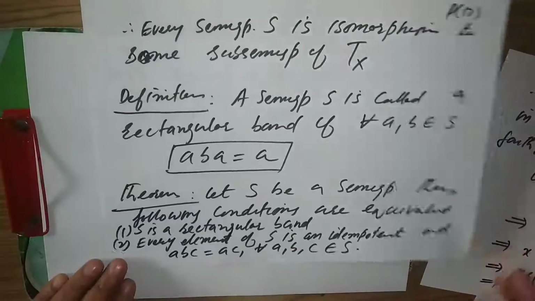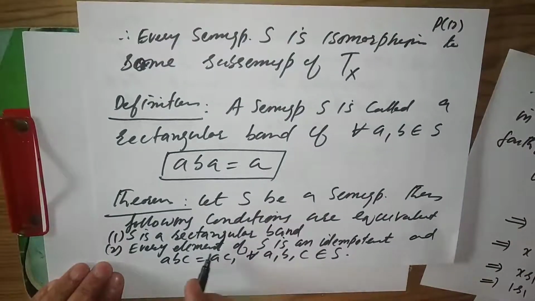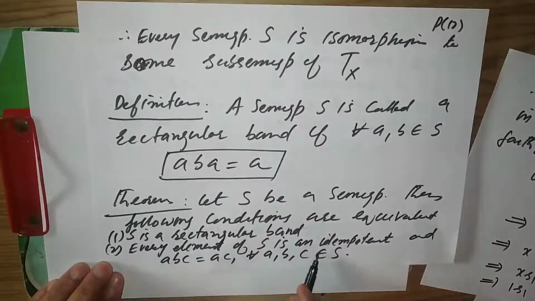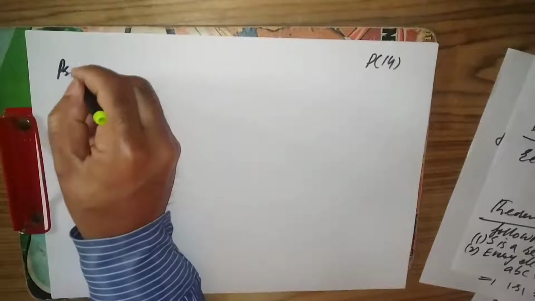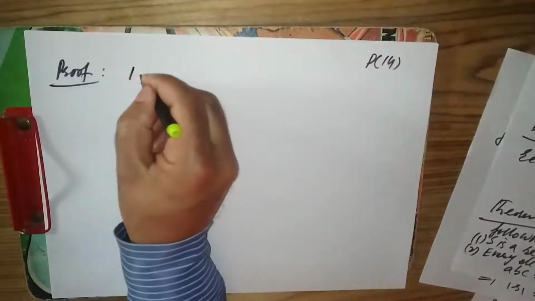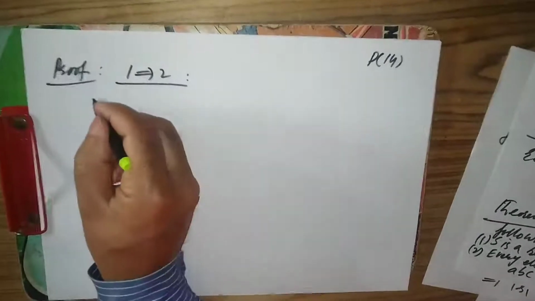So first we prove 1 implies 2. We assume that S is a rectangular band, and we need to show that every element of S is an idempotent and it satisfies this property. So proof. First implies second. So assume S is a rectangular band.